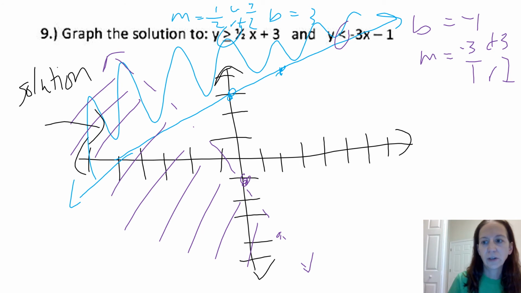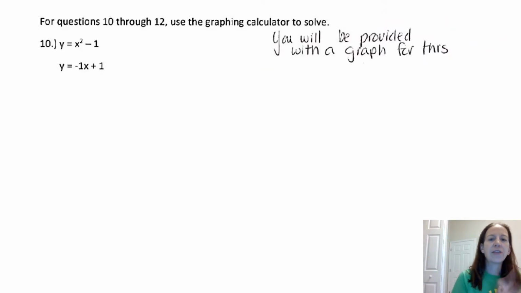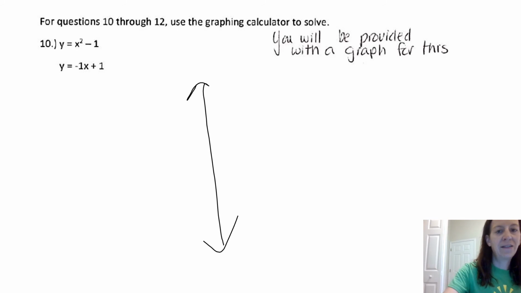Okay, so we're up to question 10. When I originally wrote the study guide, probably a couple years ago, it says use the graphing calculator. But last year I had DHR kids and I couldn't see them, and this year most of my students don't have graphing calculators, so I provided the graph. You'll notice I wrote on the study guide, you will be provided a graph for this. So instead of you having to graph the system, this is more what you're going to see. You're going to be provided a graph.